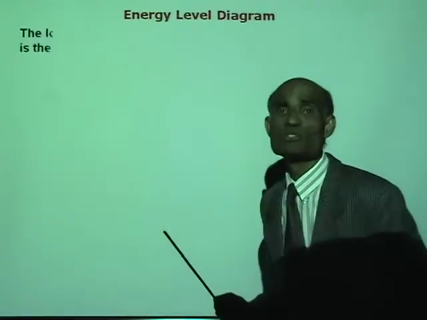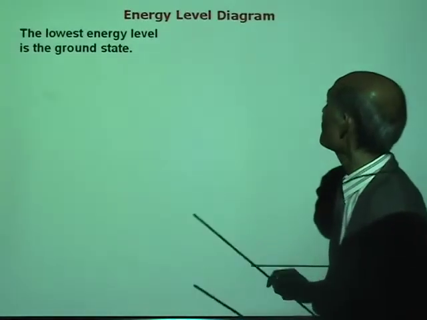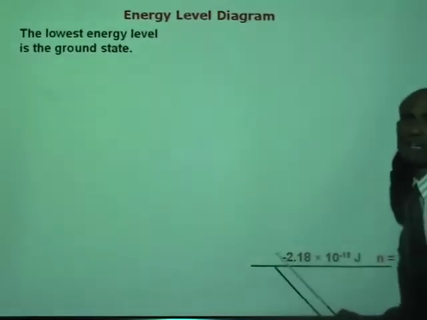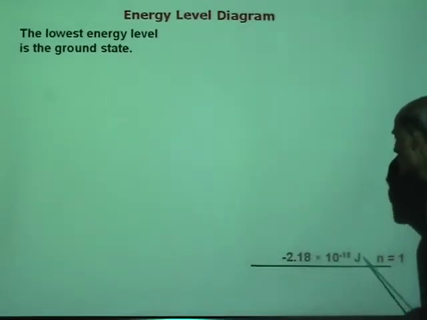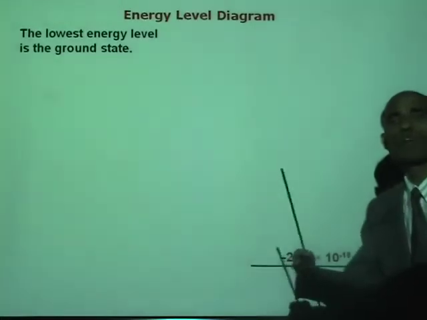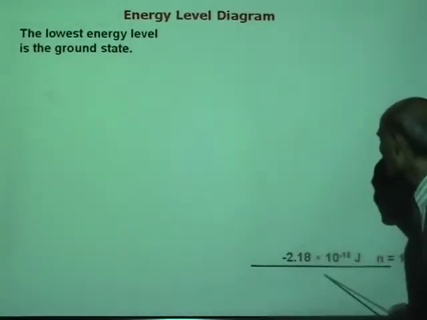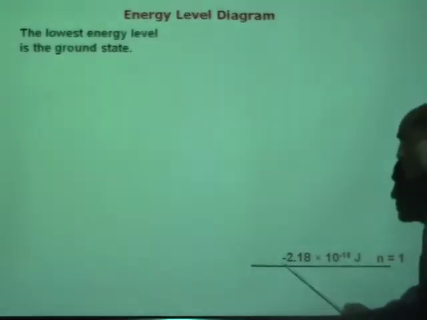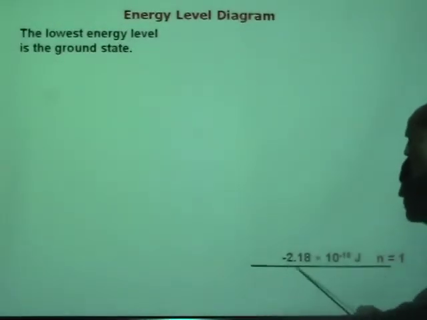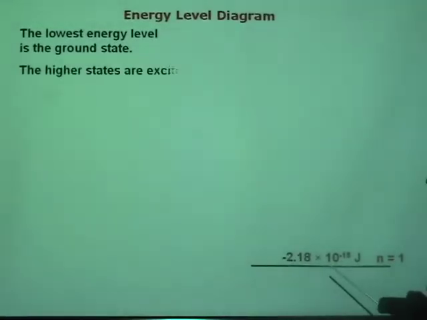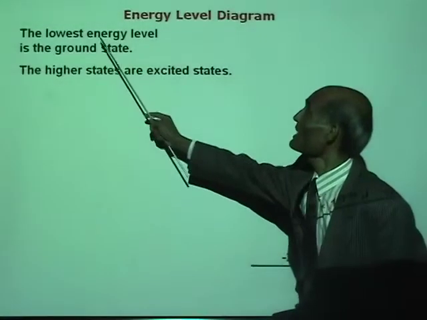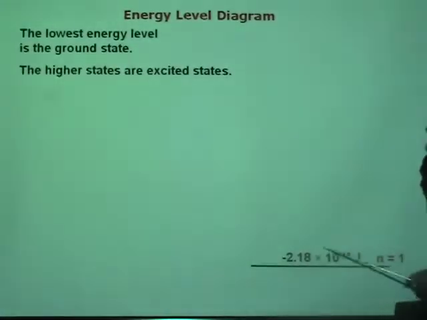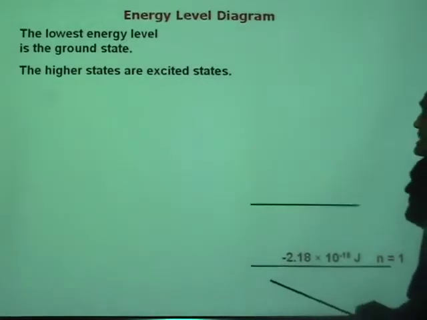Now, let me draw an energy level diagram for you. This is the ground level, n equal to 1. Remember, don't get frightened with these numbers. I'm just showing this to you for interest only. You don't need to learn all these values. The energy of an electron at the ground state is this value. I'm not even going to read it, I'm just going to write it down. The lowest energy level is the ground state, and that is the energy of an electron at the ground state.